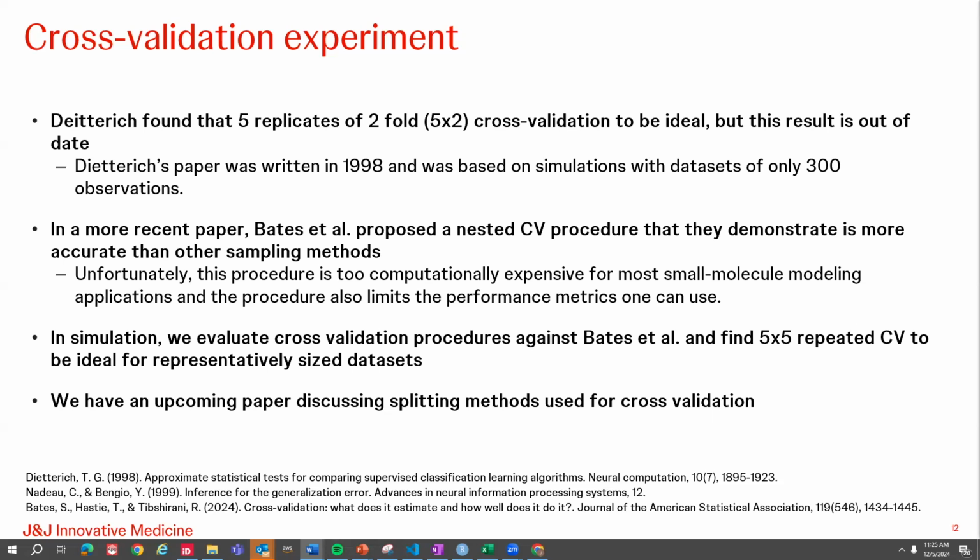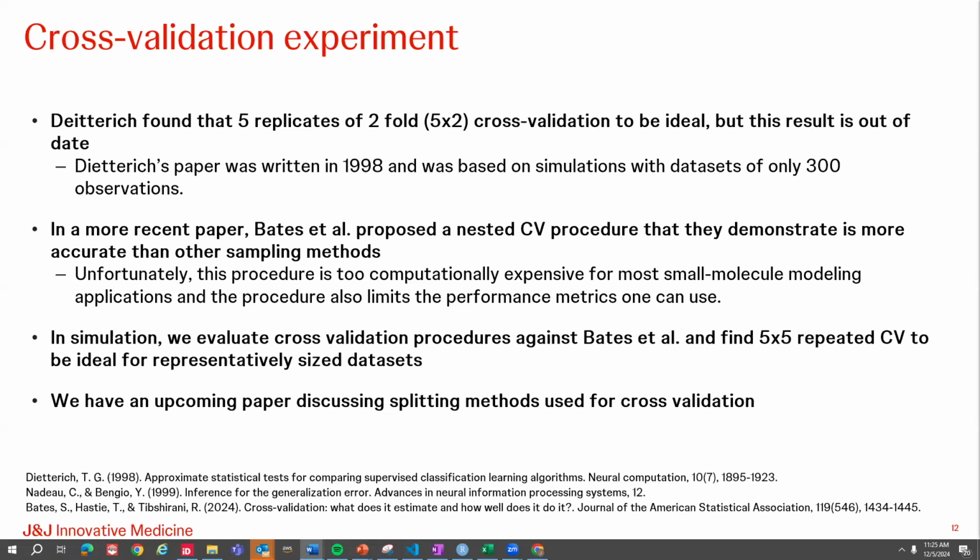Unfortunately, this guidance is now out of date because it was derived for small data sets that were typical at the time. For larger data sets, 5x2 will lead to an overly conservative test and poor estimate of performance because you're only using twofold cross-validation. This was addressed in a recent paper by Bates et al., and they derive a nested CV procedure that provides a more accurate estimate of performance variance.